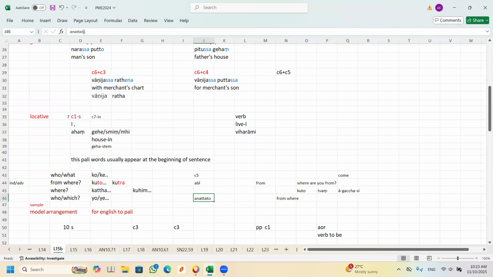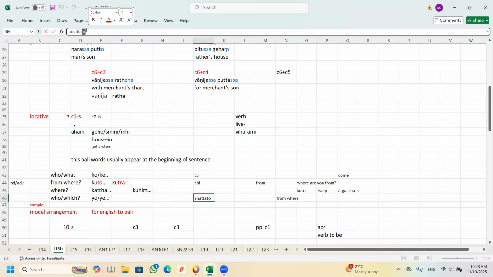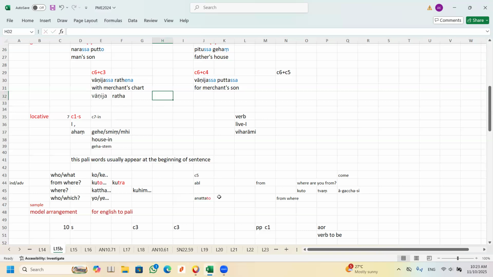Anatato, anichato, anatato, dukkhato, that one. So that means technically you say from impermanent, right? Yeah. Anatta. This is non-self. From non-self, supposed to be non-self.